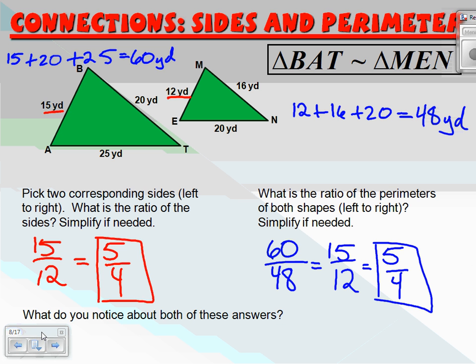Well, as you guys can see from what I boxed, the ratio of the two sides is 5 to 4. What's the ratio of the perimeters? It's also 5 to 4. They are the same.